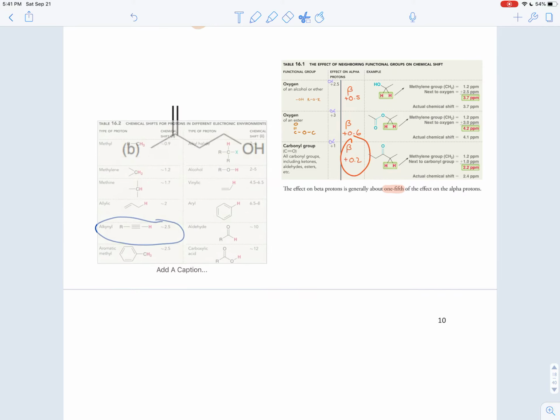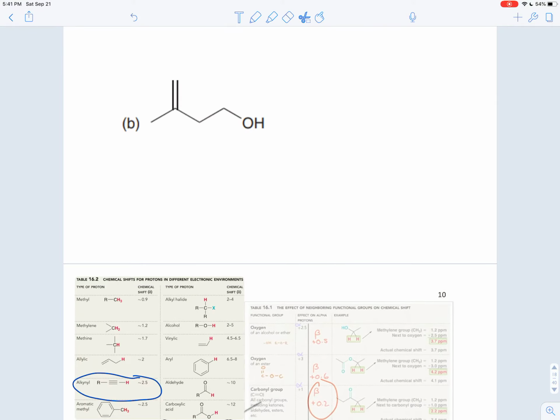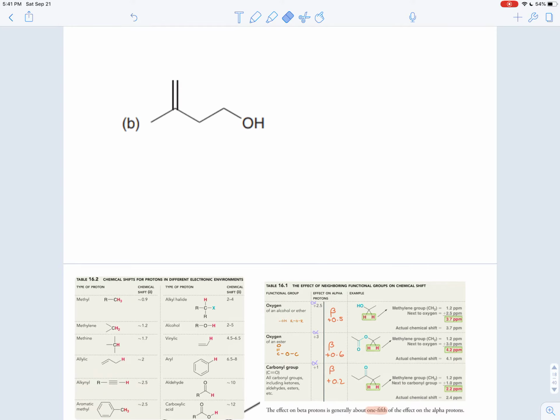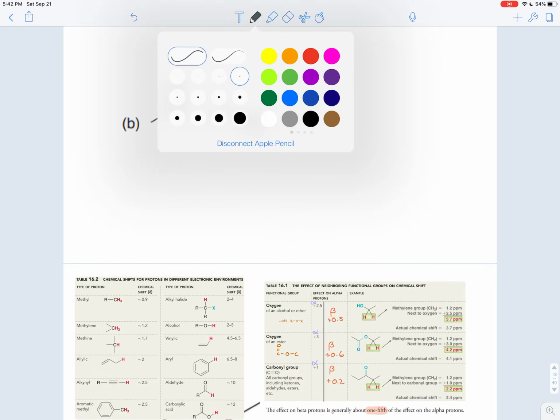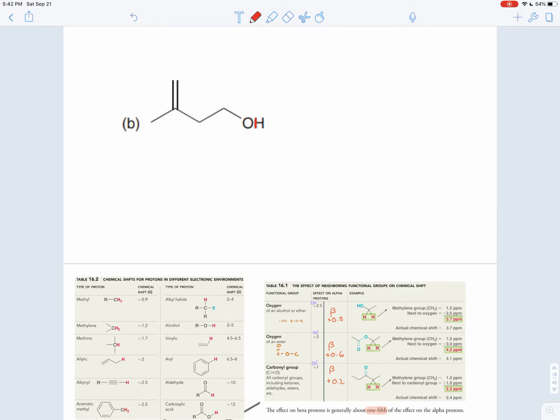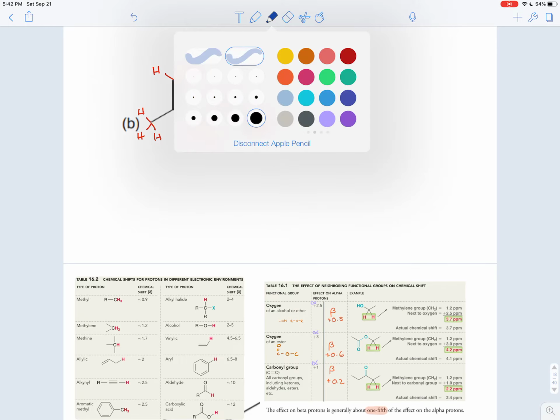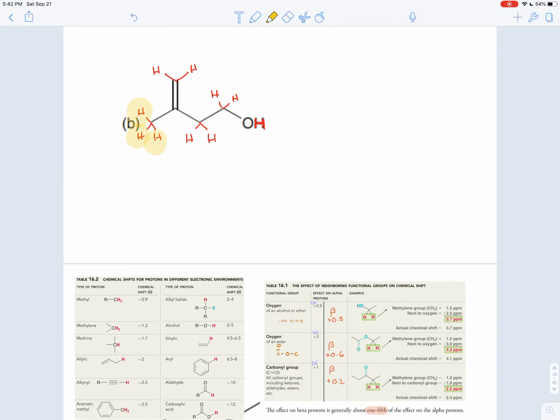Now for the next molecule, we're going to go through the same procedure. First step is just to recognize what types of hydrogens are in this molecule. So let me draw those in. Okay, let's go through these one by one. We have hydrogens here on the left. Now they have nothing to the left of them. The whole molecule to the right, this is a unique electronic environment. They'll show up in one peak.